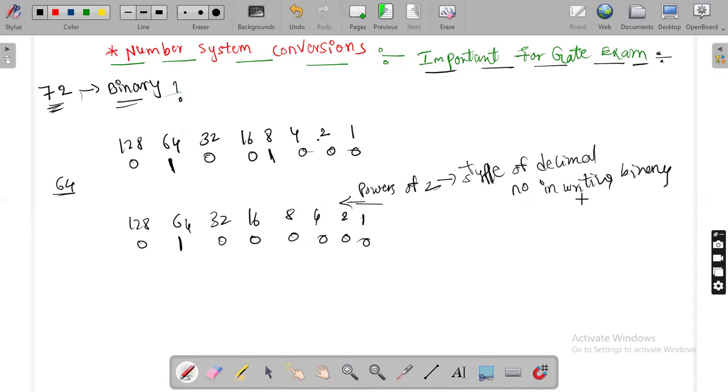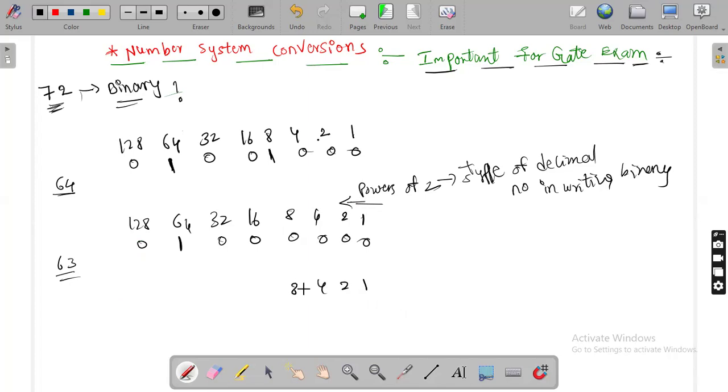Style in the sense, you have to follow powers of 2 to write the binary for a decimal number. Similarly, what is the binary for 63? This is a decimal number. How to write the binary for 63 means how to write powers of 2.